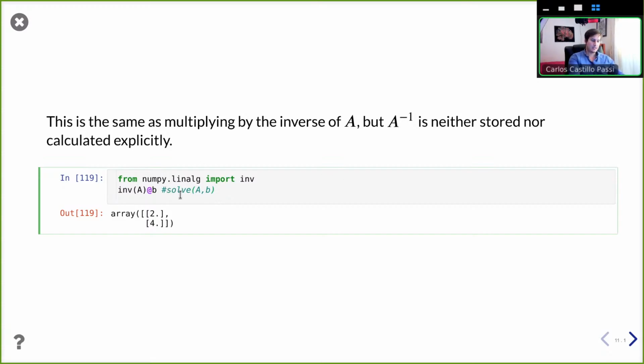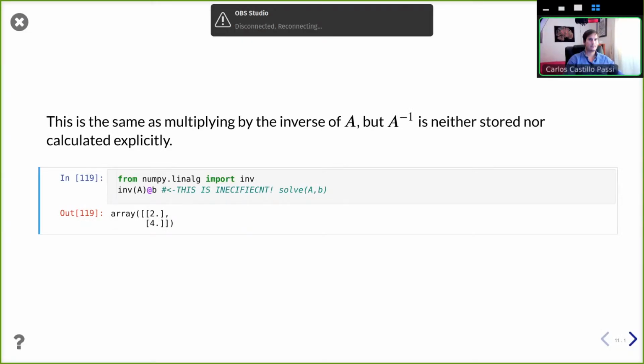I must say that this is inefficient, because we do not need to calculate the inverse of the matrix A to solve the system. This has the disadvantage of calculating, storing, sorry.